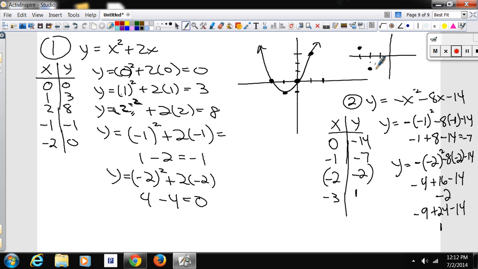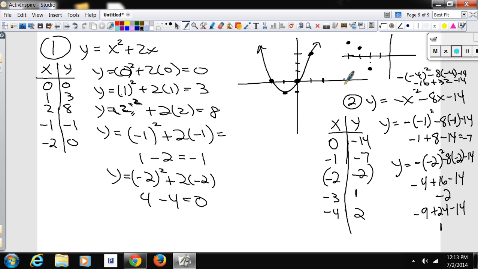All right, so we know it's going to be an N-shaped curve, so it's looking like it's going to be developing right here. So if we plug in a negative 4, let's see what we get. We get negative 4 squared minus 8 times negative 4 minus 14. That's negative 16 plus 32 minus 14, which gives us a positive 2. So over negative 4, that's 2. So that's your vertex right there.